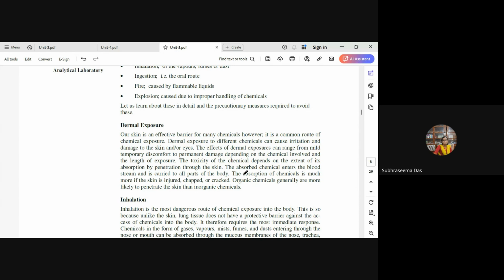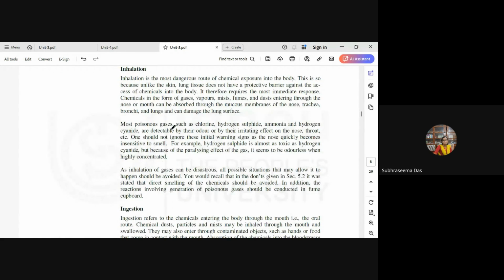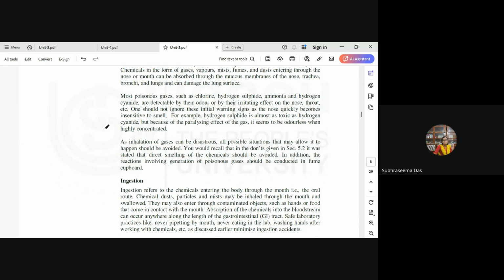Once our skin is exposed to these chemicals, we might induce irritation, itching, and further cracking of our skin. Then there is inhalation. It is the most dangerous route of chemical exposure into the body. Therefore, if we come across any unwanted chemical, we should always avoid inhaling it. Some of the most poisonous gases are chlorine, hydrogen sulfide, ammonia, and hydrogen cyanide. Inhalation of these gases can be disastrous.